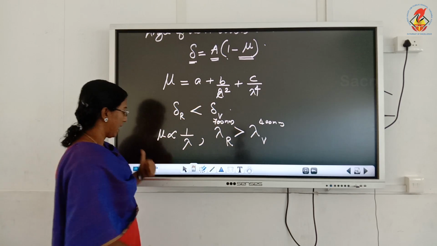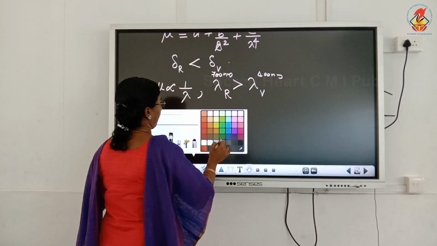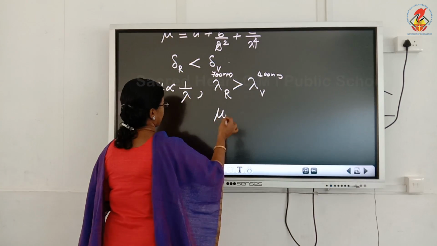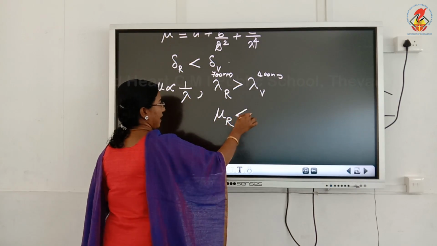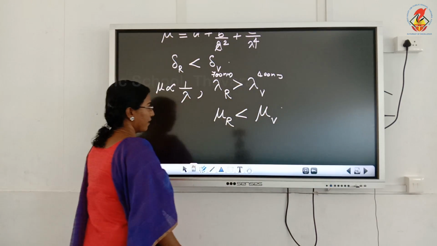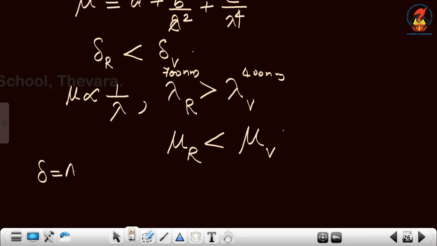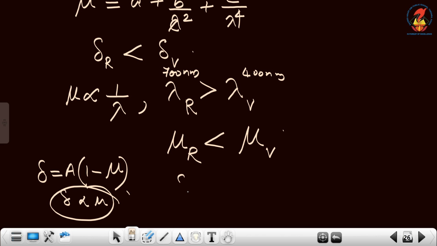So, wavelength of red is greater than wavelength of violet. So, what happens to refractive index? Therefore, the refractive index of red will be less than the refractive index of the medium for violet light. And also the dependence of deviation on refractive index is delta is equal to A into mu minus 1, which means a direct relationship. Delta is proportional to mu, we can say, which means the deviation produced in red will be less than the deviation produced in violet light. I hope this is clear to you.